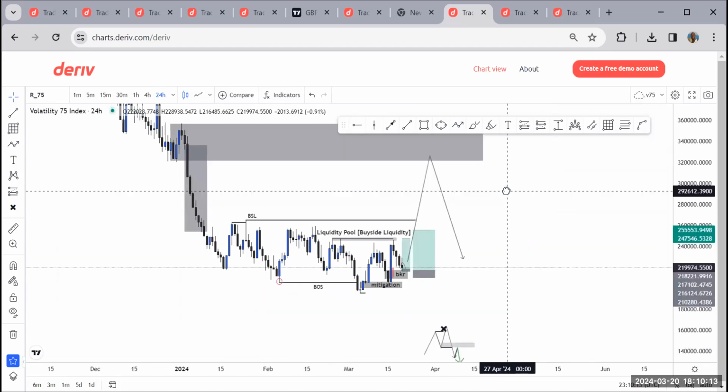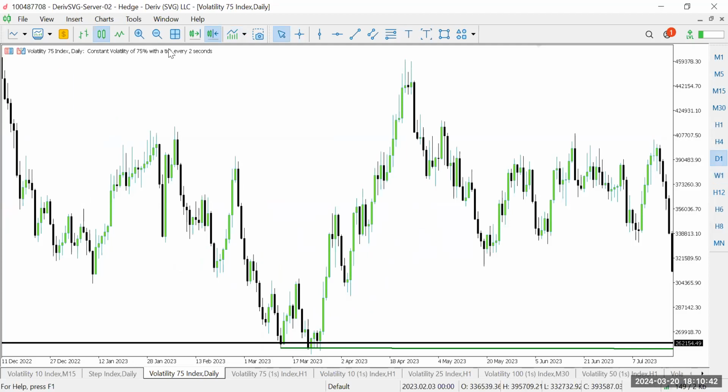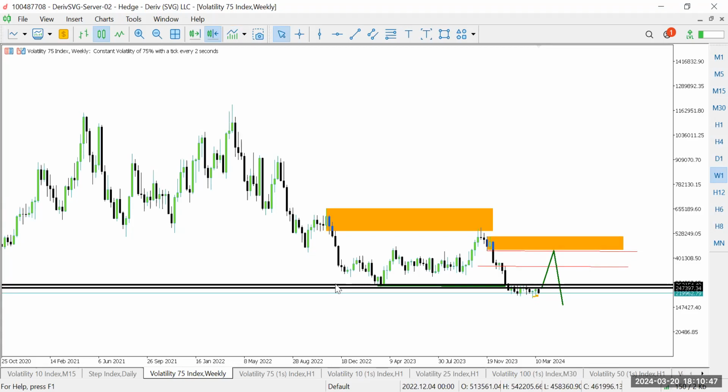And I even saw something on the weekly time frame, that if we break out of this consolidation, price may be going there. Let me show you. Price may be going there. Vix75 weekly. Okay, so I even have that.